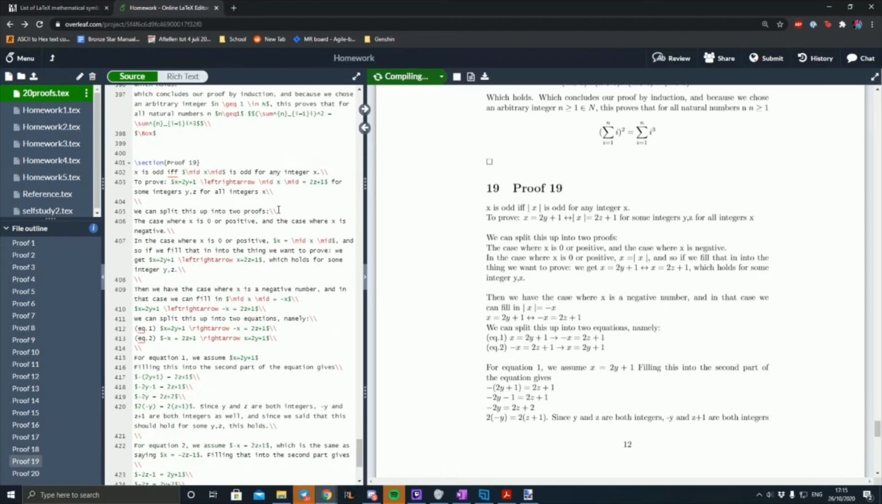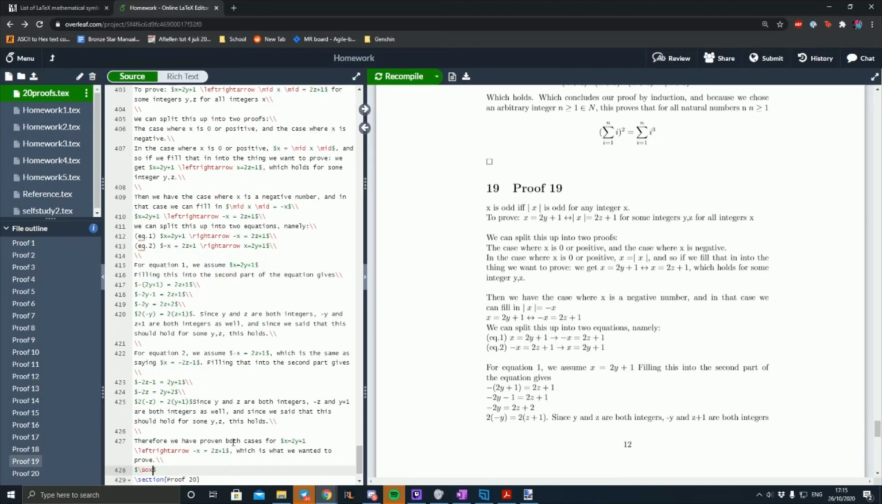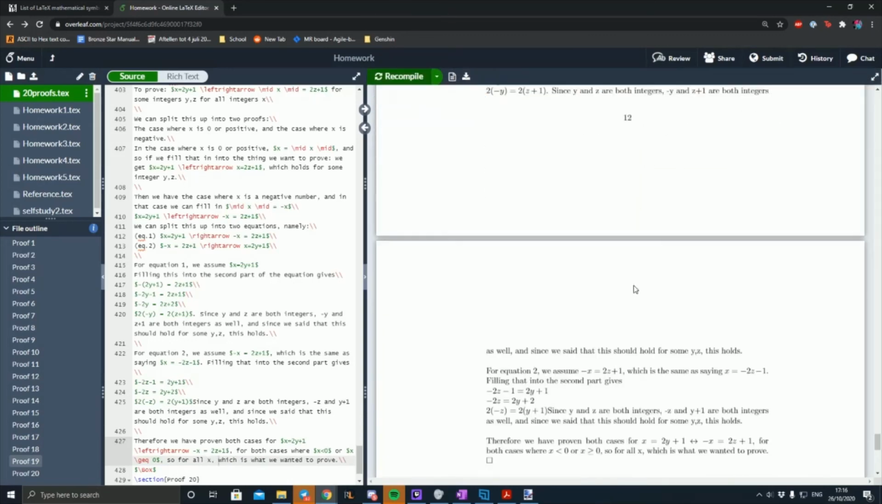Actually, before this, both cases, somebody's ear raping, please stop. For this and this, for both cases where x is less than 0, greater or equal than 0. So for all x, which is what we wanted to prove. So we basically split this up into like 3 cases.